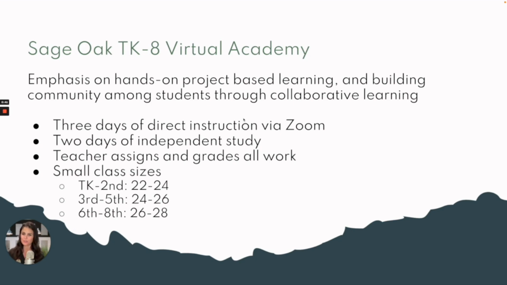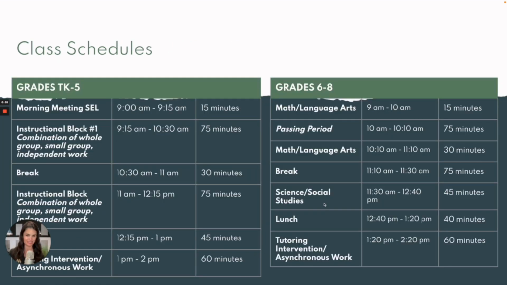And our class sizes range by grade level band. Our TK through 2nd grade classes have 22 to 24 students. 3rd through 5th grade classes have 24 to 26 students. And our 6th through 8th grade has 26 to 28 students.